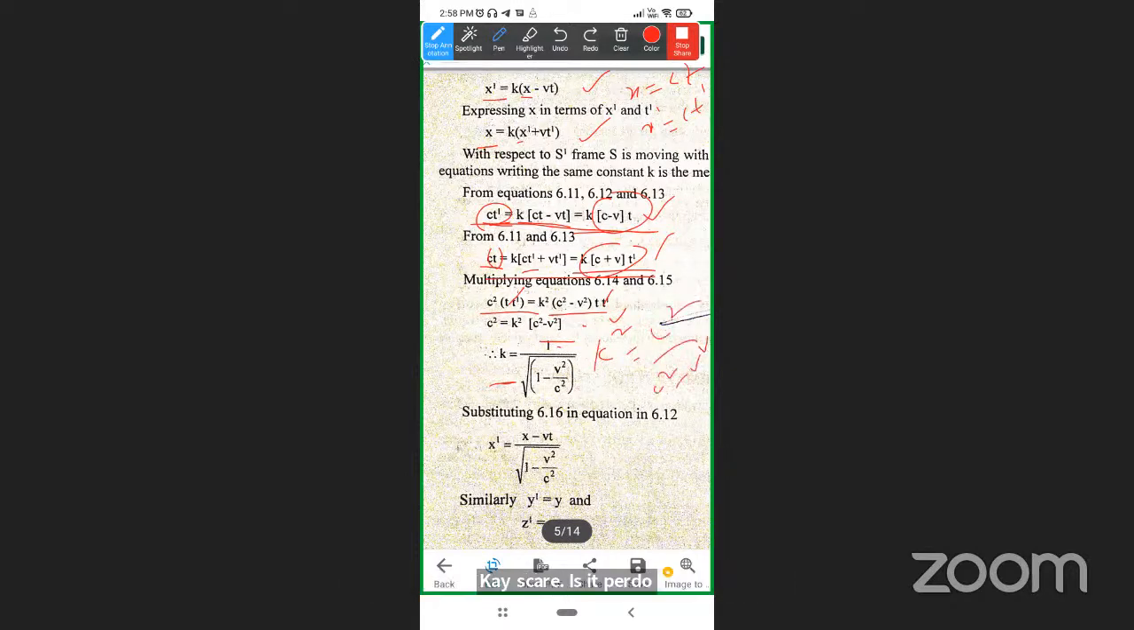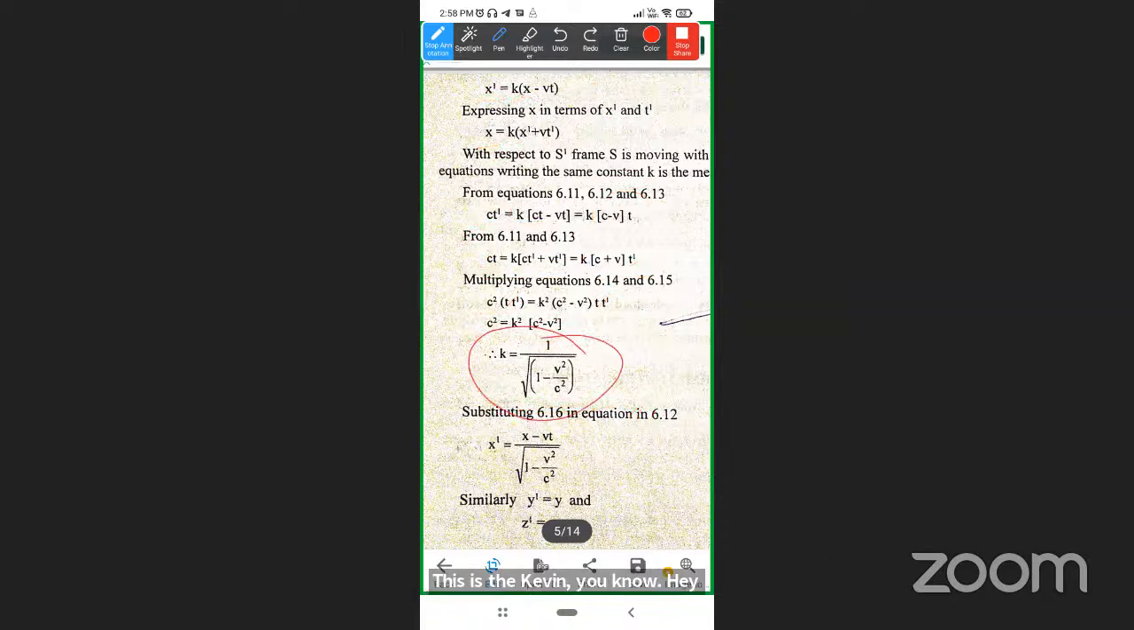K is equal to what? In the denominator, c square is common: c square times (1 minus v square by c square). C square is cancelled. So k square is equal to 1 by (1 minus v square by c square). Then k is equal to 1 by under root of (1 minus v square by c square). This is the k value. Substituting this value in these two equations, we get the Lorentz transformation equations.